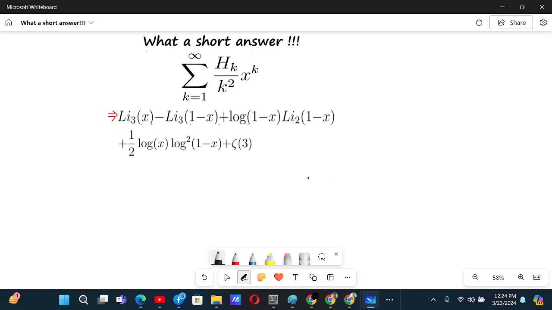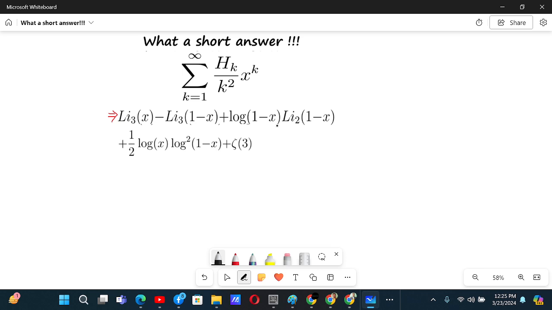What is the short answer? The sum from k equals 1 to infinity of the kth harmonic number by k squared, times x to the power k, is Li3 of x minus Li3 of 1 minus x plus log(1 minus x) Li2(1 minus x) plus 1 by 2 log x log squared(1 minus x) plus zeta 3. And this is a short answer, to be honest, because sums involving harmonic numbers are even longer than this one, but this one is just 5 terms.